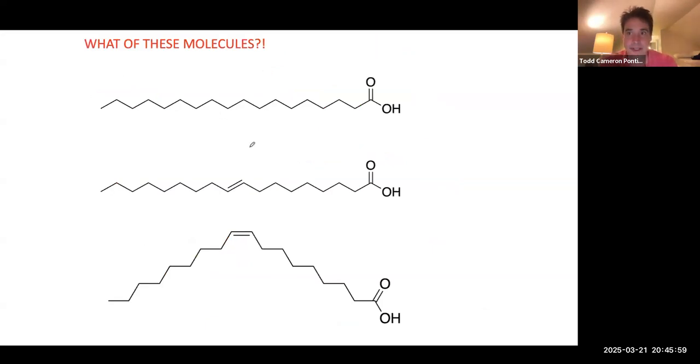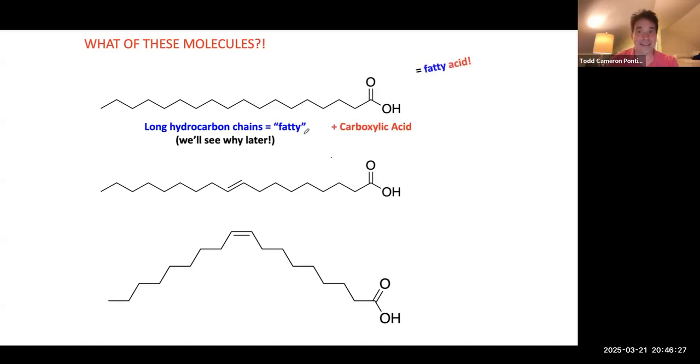So here are a few different carboxylic acids. Check this out. So this first one up here, when you have a long hydrocarbon chain, long hydrocarbon chains tend to interact with lipid bilayers, with lipids in general. And so sometimes long hydrocarbon chains will get this prefix fatty. So if you have a long hydrocarbon chain, this is fatty, and you have a carboxylic acid, that makes this a fatty acid. This one here has no double bond, so this is a saturated fatty acid.